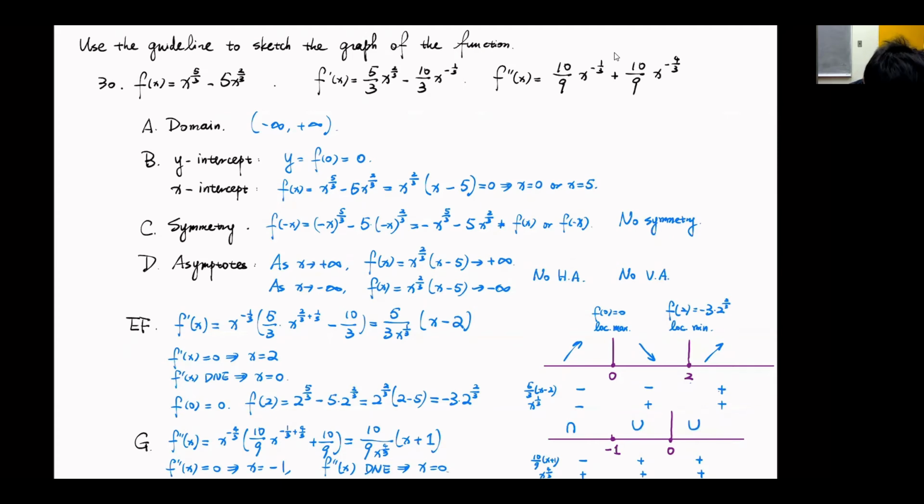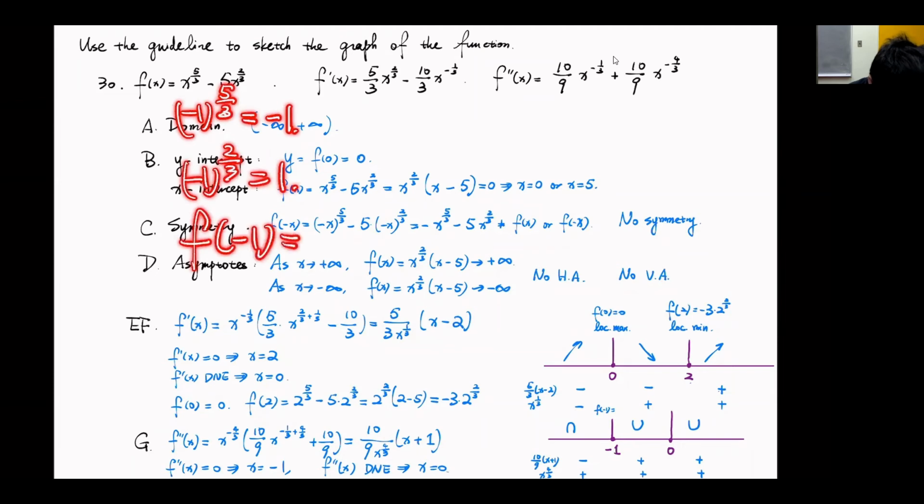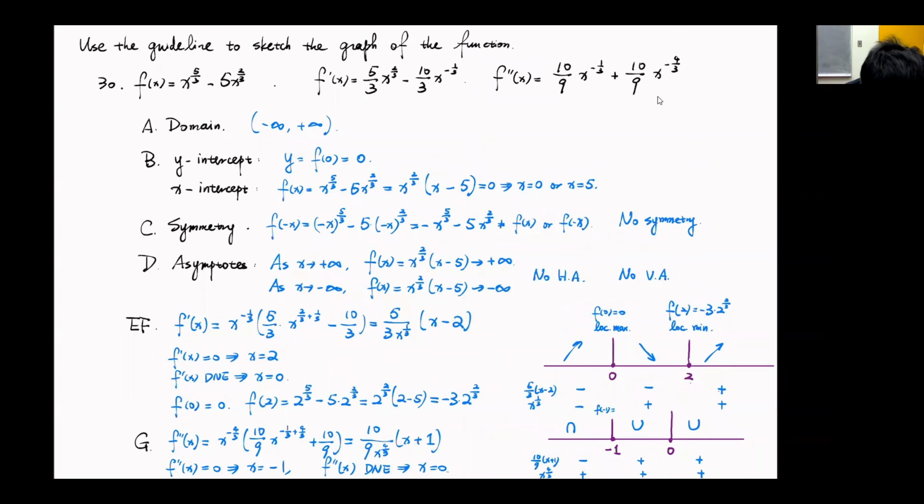So let me actually mark it here. So f of minus 1. Okay, what do I get? Okay, so minus 1 to the 5/3 power. So this is going to be equals to minus 1. But minus 1 to the 2/3 power, this will be positive 1. So that means f of minus 1 will be minus 1 minus 5, and the answer will be minus 6. That way, I know that my point is minus 1, minus 6. So this is an inflection point. All right, so this is basically the concavity analysis.